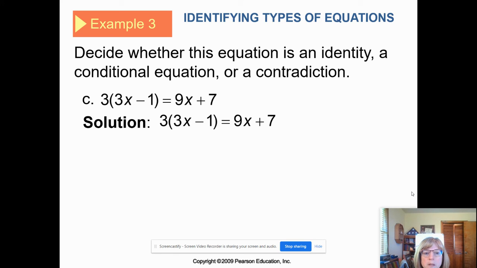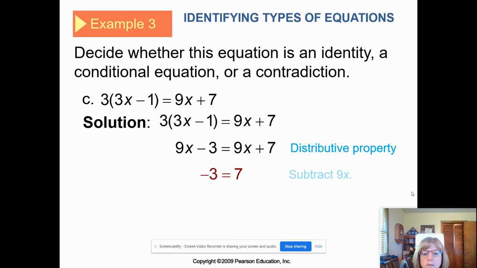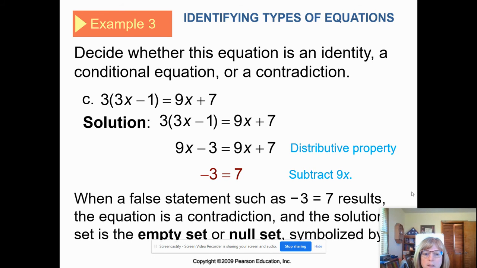Example C here, again, I'm to decide if it's an identity, a conditional equation, or a contradiction. I solve this, and much like our identity, you notice that the 9x subtracts away. And I'm left with the statement negative 3 equals 7, which is clearly false, leading us to conclude this is a contradiction. Now again, like an identity, it's not enough just to conclude it's a contradiction. We also need to say what the solution set is.